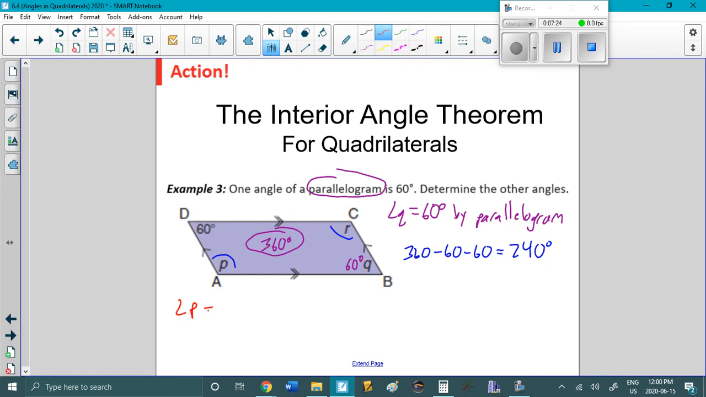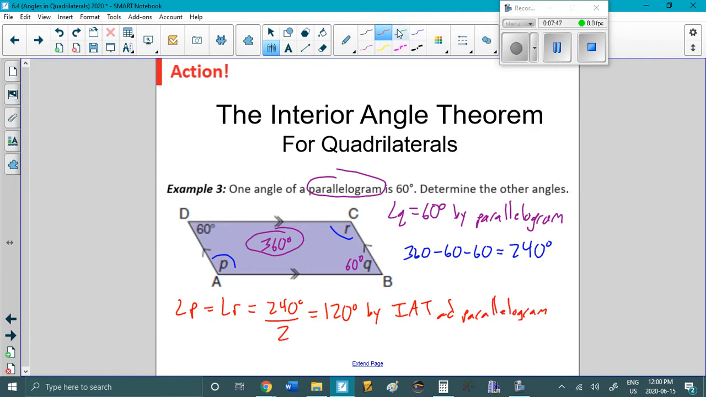Angle P equals angle R equals, we take that 240, but we have to split it between the two. So we divide by 2. And we get 120 degrees by IAT, and this is a parallelogram, and that's how we know that the angles are the same.